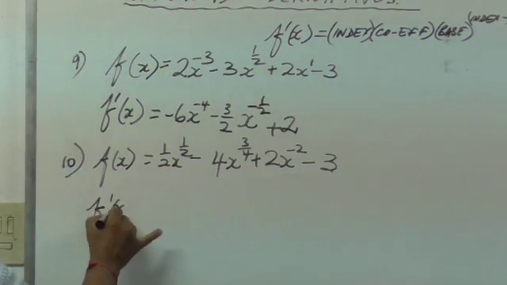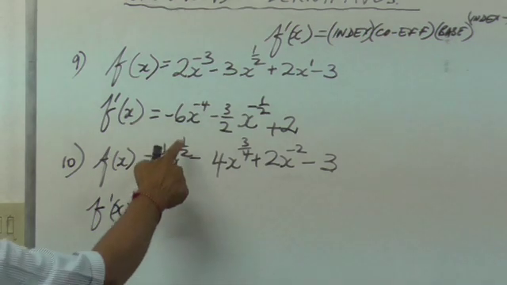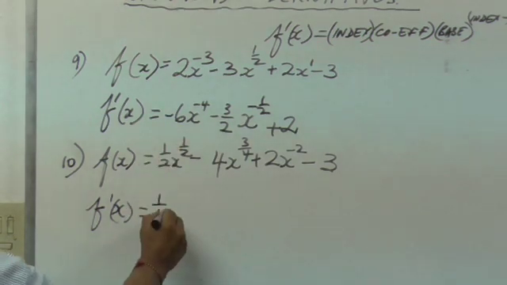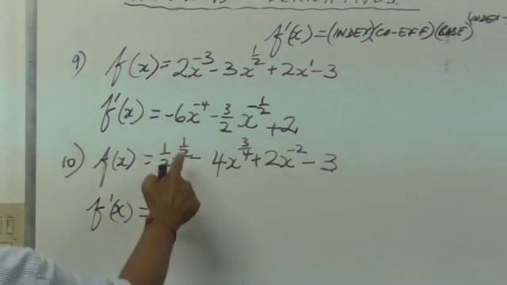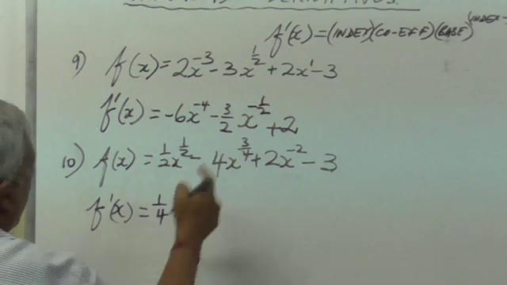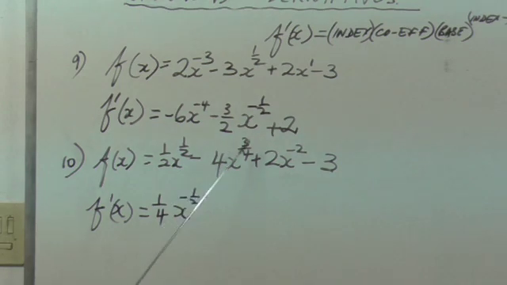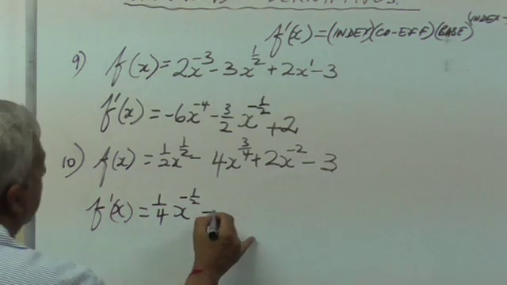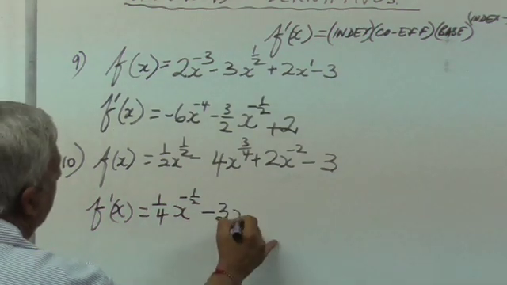F prime x is equal to half times half will give you quarter. Put it in your calculator. X to the half minus 1 will give you minus half. 3 over 4 times minus 4. Put it in your calculator. You'll get minus 3. Write down x.